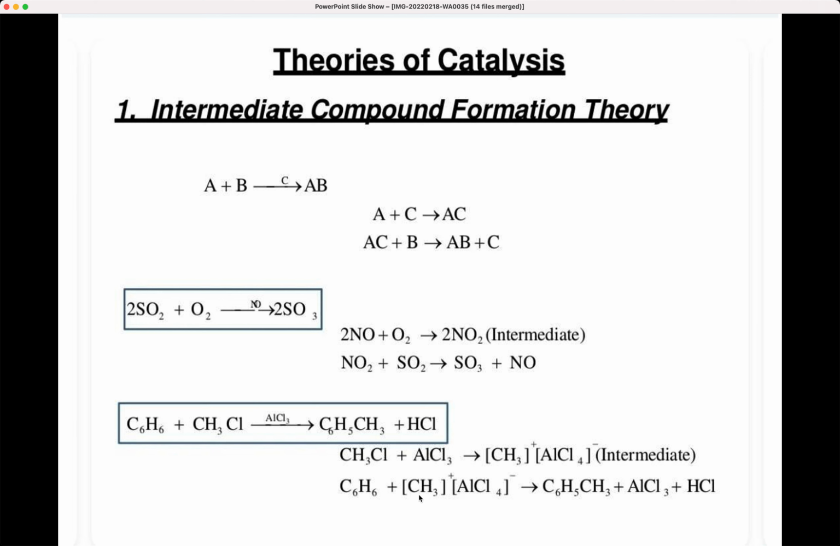So you can see this intermediate over here in the next step. Intermediate plus this. Okay. So CH3Cl, this won't come here in the reaction. This comes here and the intermediate. Okay. So now I hope you understood what is the intermediate compound formation theory. And next is here also see this intermediate comes here and SO2 comes here. So oxygen same, it is not taking part or coming over here in the reactant side.